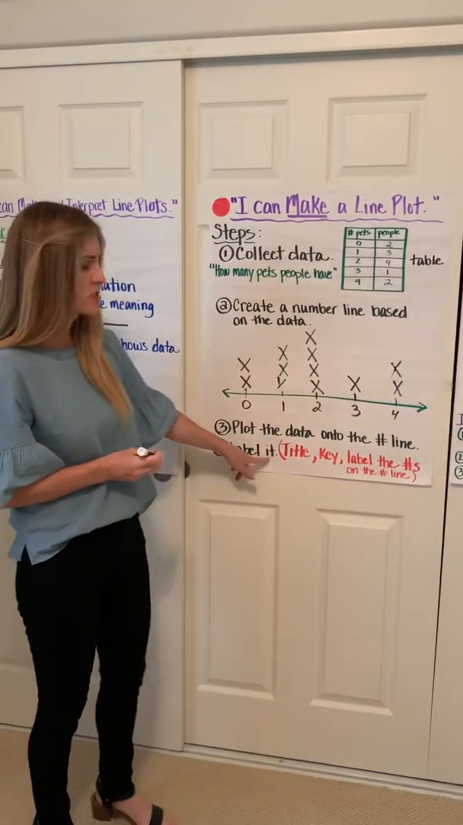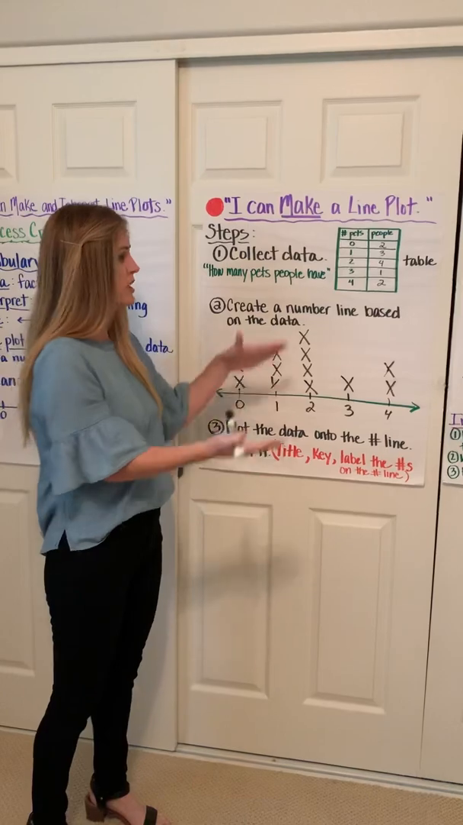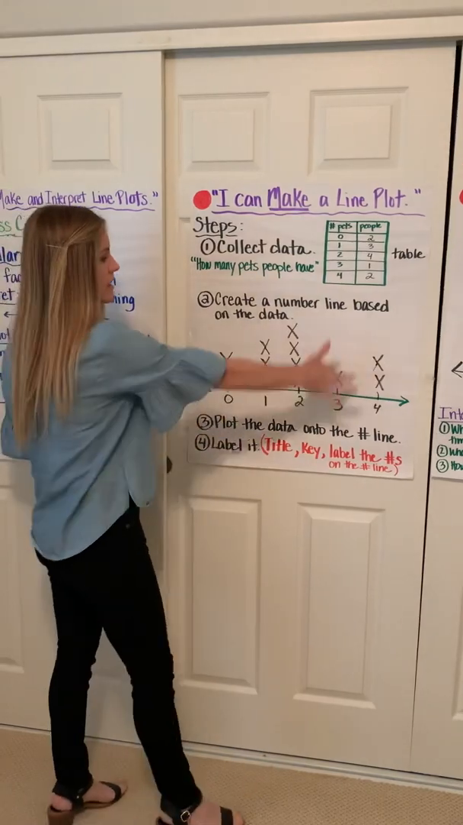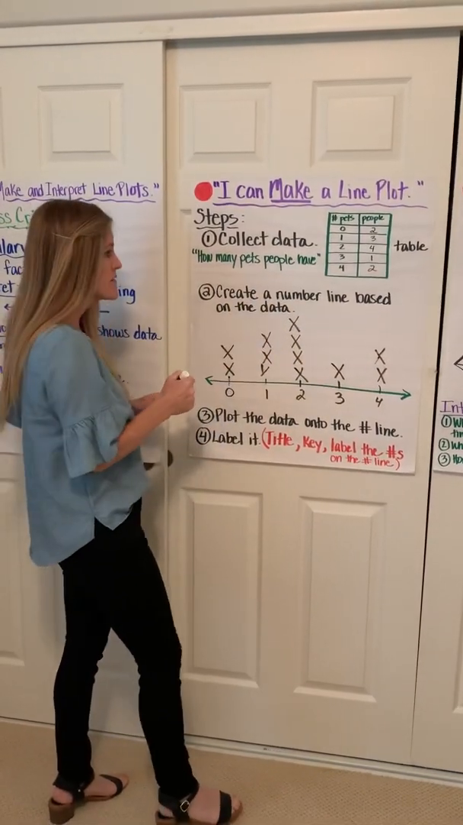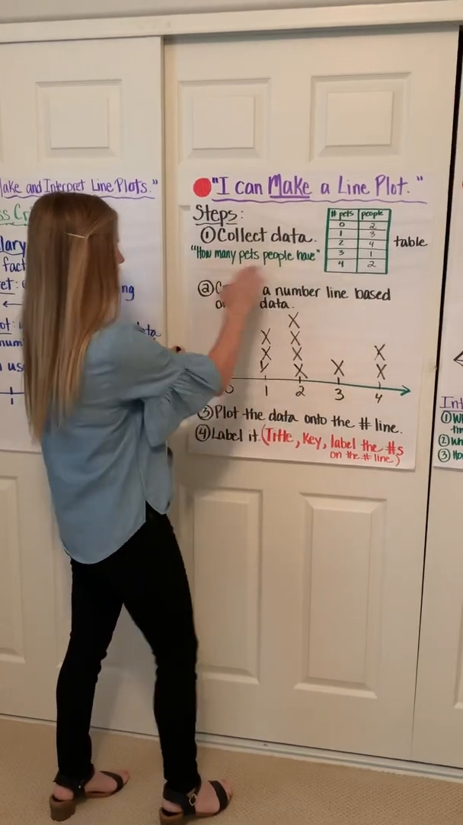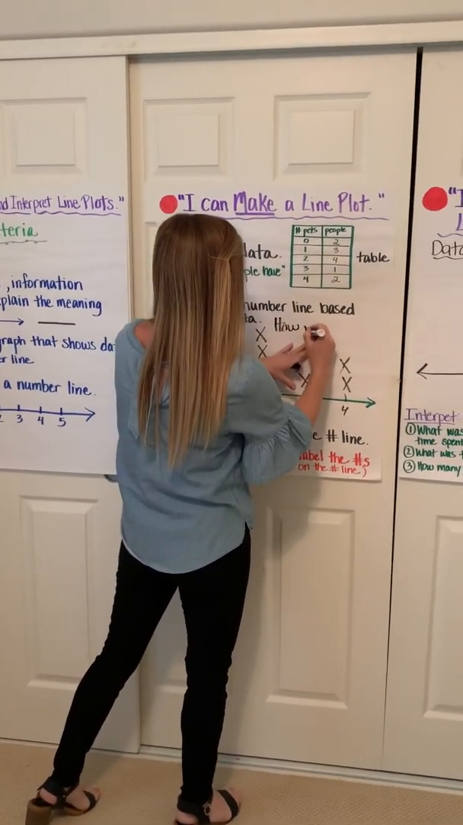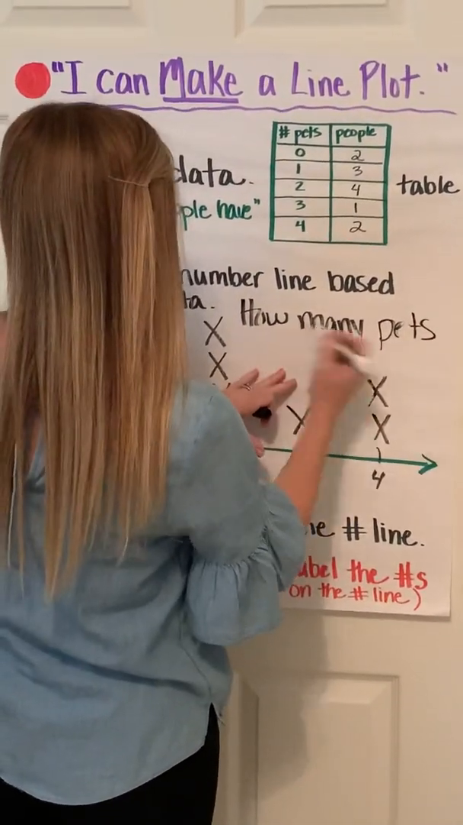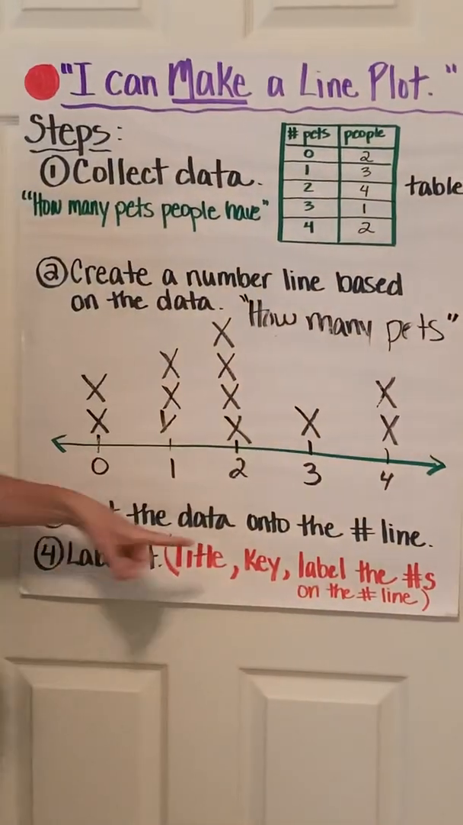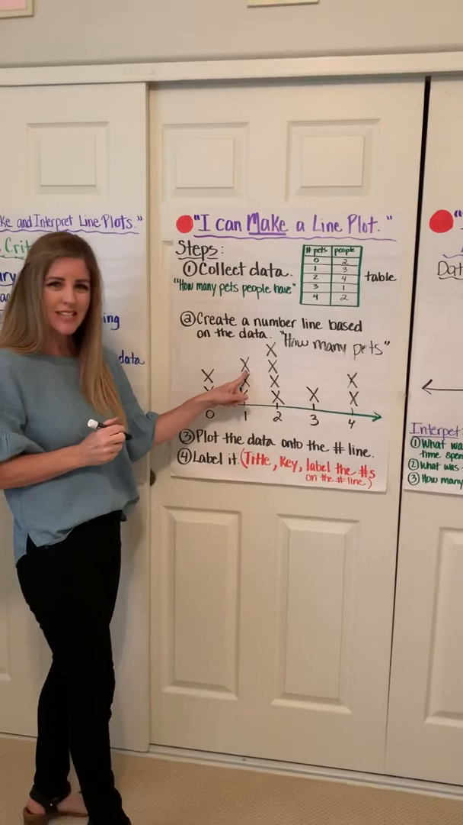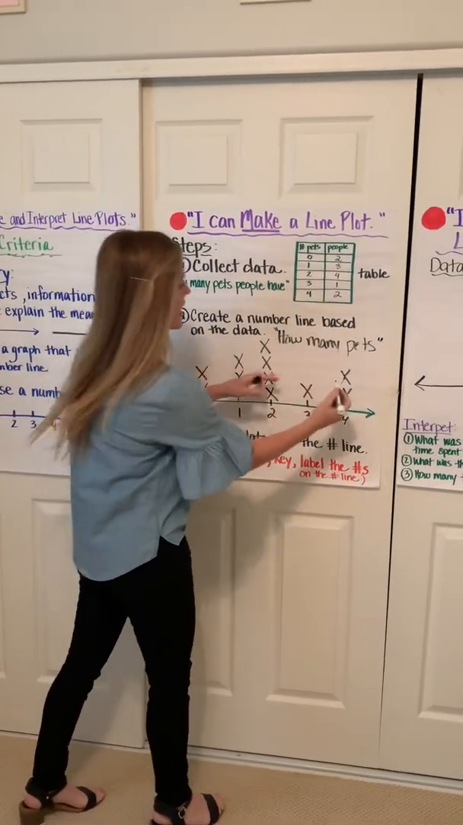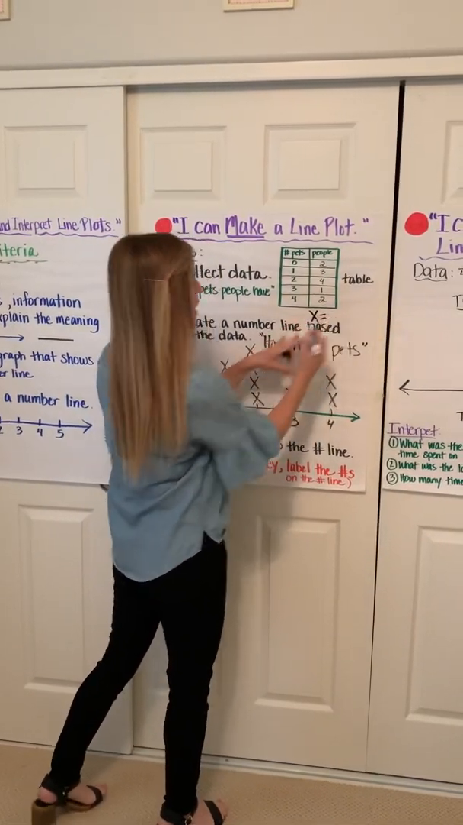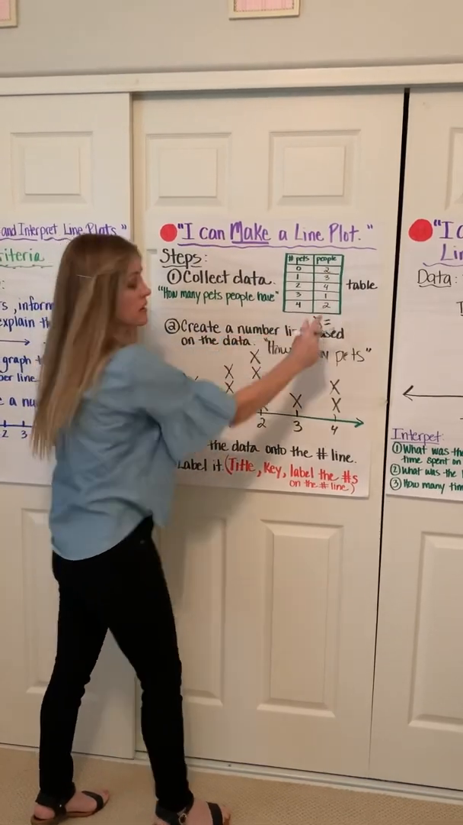The last thing that we need to do is make sure that we've labeled our number line so that when other people come to interpret it, they know what they're looking at. So we need to have a title. The title of this was how many pets people have. So I would place this title right above here, okay? How many pets? We'll just put that for now. I need a key. I need to let people know what these X's represent. I'm running out of space, so I'm going to put the key up here. I would put that the X equals people. That's what the X was representing.